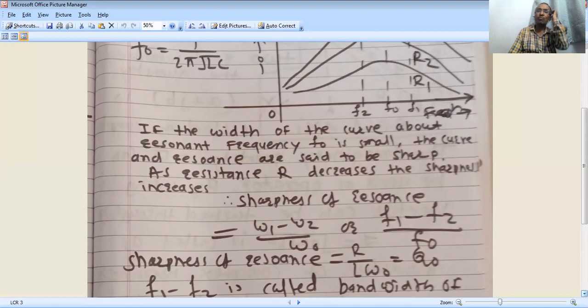Let us suppose F1 is equal to 2000 and F2 is equal to 1800. 200 divided by F0, suppose F0 is equal to 1500. Then sharpness is more. This sharpness of the frequency depends, again I want to remind you, upon the value of the resistance we are using. Thus, by properly selecting the circuit component, the resistance, we can change the sharpness of resonance.